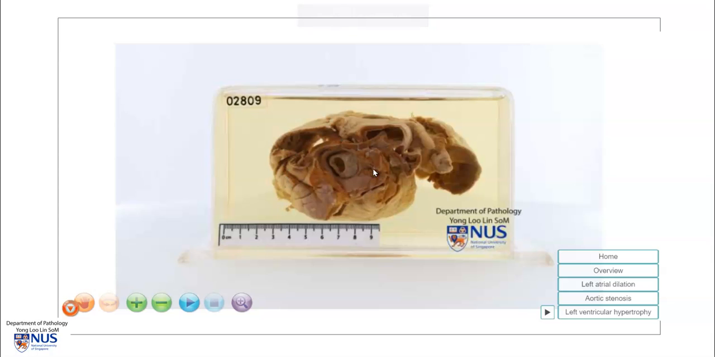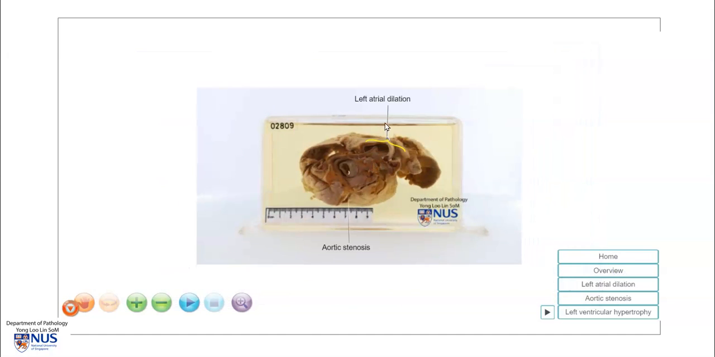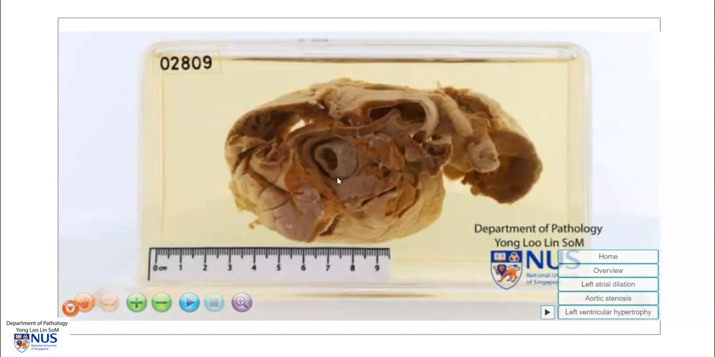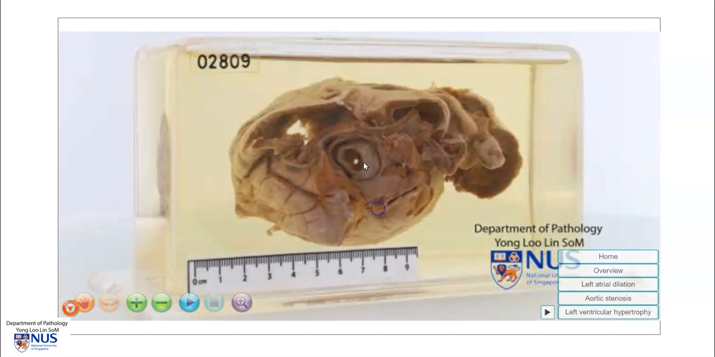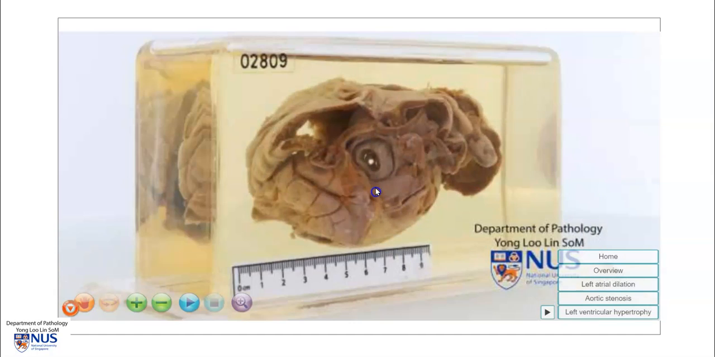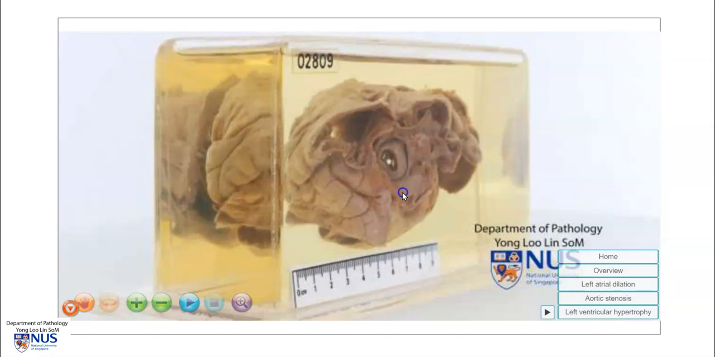This is another example, but this time round we are looking from the top downwards. So again, let's orientate ourselves. We have the left atrium in this region. This is actually the aorta. So if we focus on this aorta here, and as I turn it, we can actually see how narrow the aortic valve is, with a very small opening.